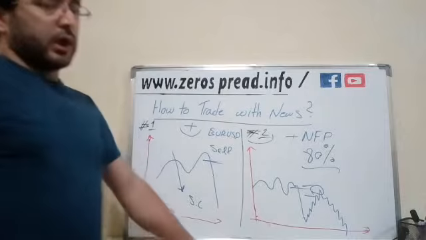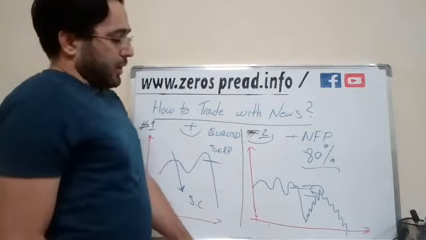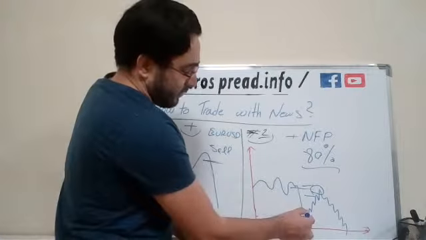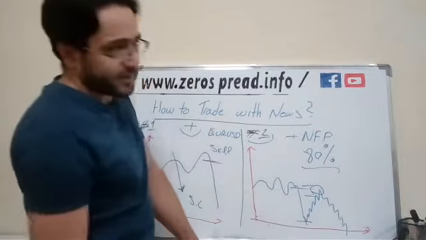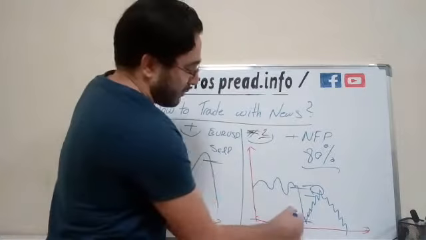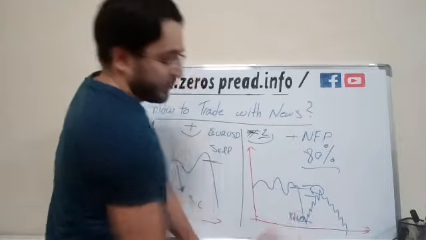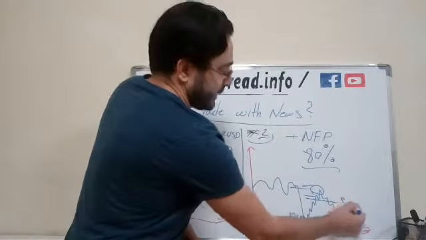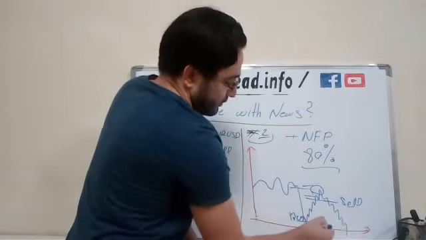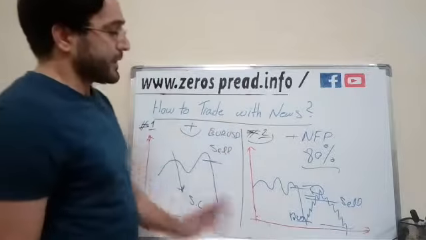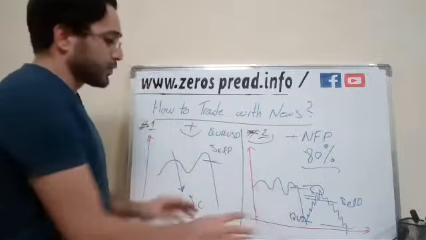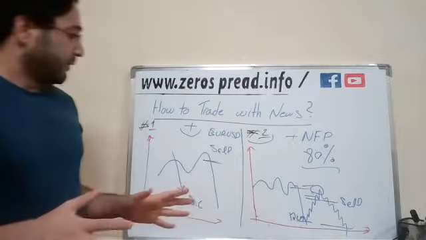So what you can do is wait for the lowest point in the first wave, buy here, close it somewhere here, and then sell again here and close here. This is how you can trade with the news. So we have two ways for trading.